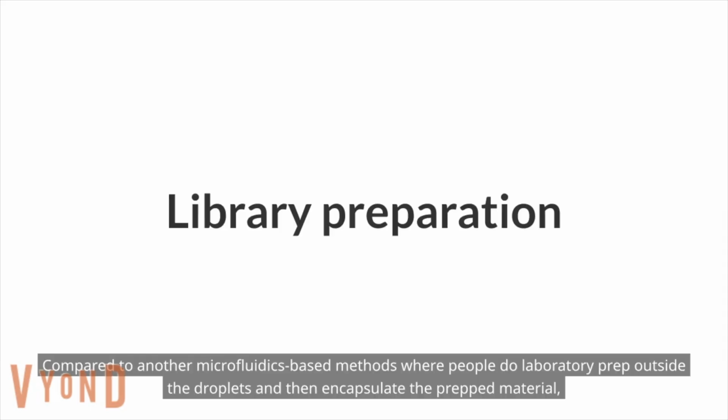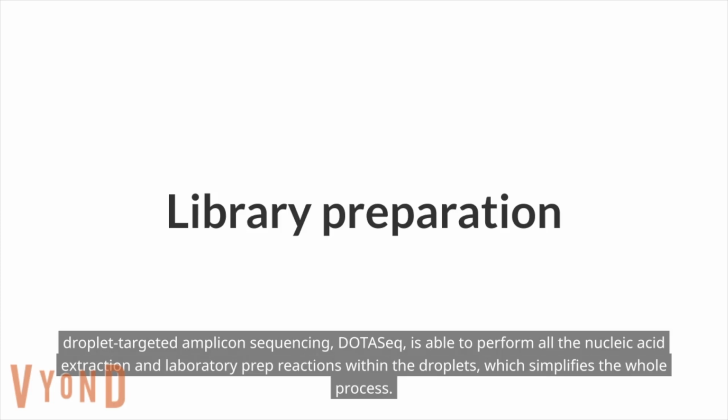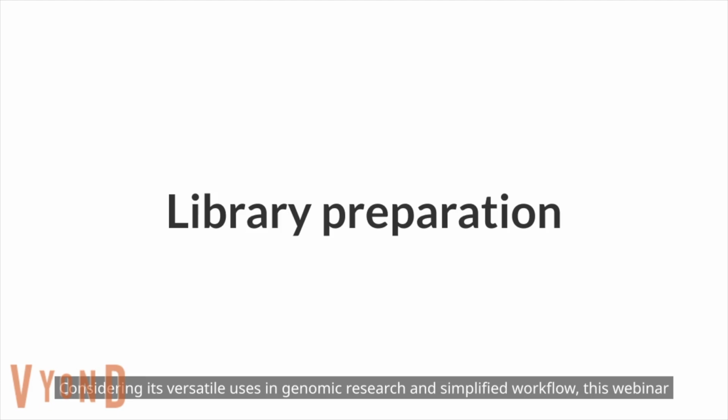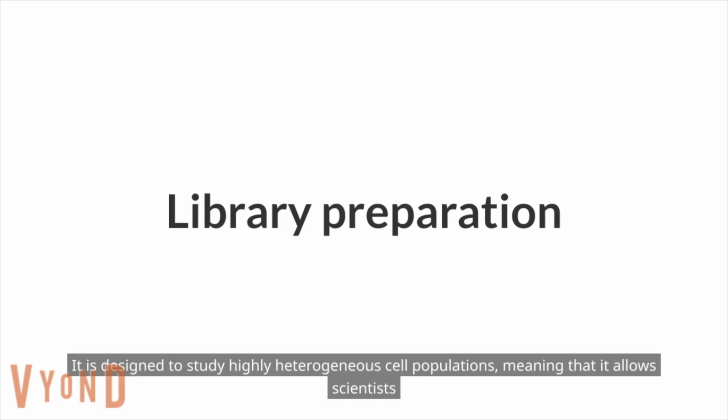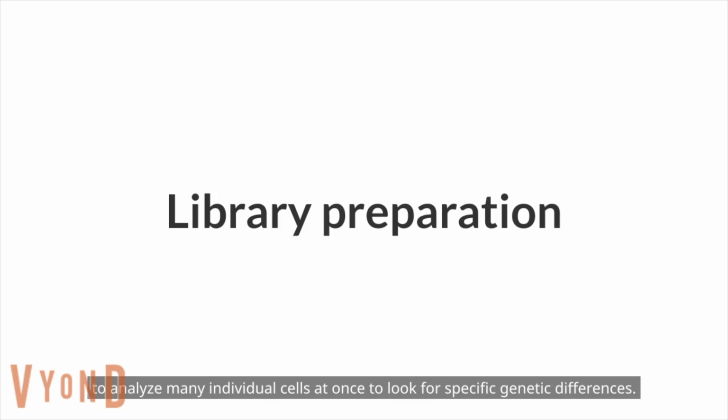Compared to other microfluidics-based methods where people do laboratory prep outside the droplets and then encapsulate the prepped material, droplet-targeted amplicon sequencing, DoTA-seq, is able to perform all the nucleic acid extraction and laboratory prep reactions within the droplets, which simplifies the whole process. Considering its versatile uses in genomic research and simplified workflow, this webinar will focus on DoTA-seq, which can be applied to both DNA and RNA sequencing. It is designed to study highly heterogeneous cell populations, meaning that it allows scientists to analyze many individual cells at once to look for specific genetic differences.